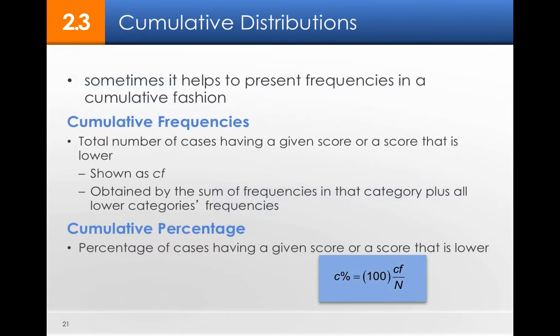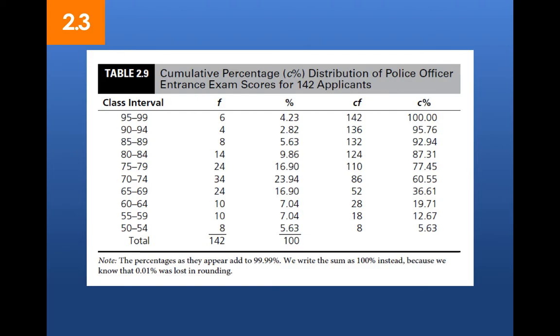Sometimes it also helps to present your frequencies in a cumulative fashion. That's the total number of cases having a given score or a score that is lower, and that's represented as CF. And a cumulative percentage is the same thing, but with a percentage. So let's look at what that looks like.